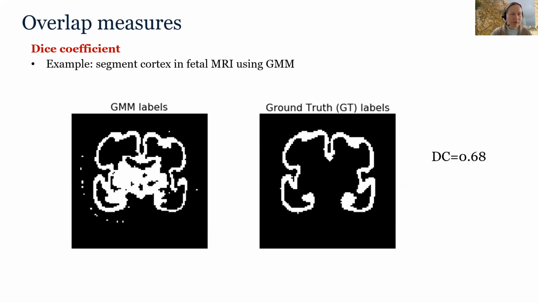And finally, I want to show you the Dice coefficient for our example of segmentation of cortex in fetal MRI using a Gaussian mixture model. It is 0.68, which is not a very high Dice coefficient. So this tells us that this segmentation is probably not very good.